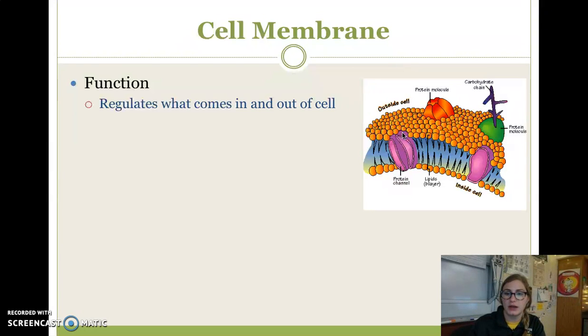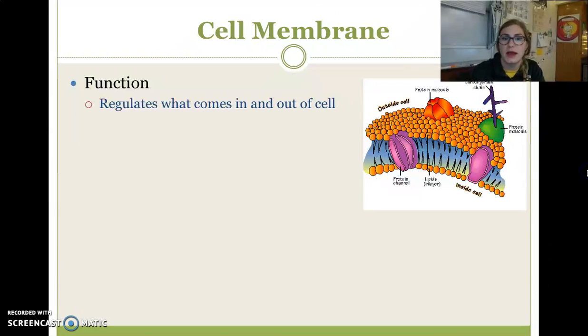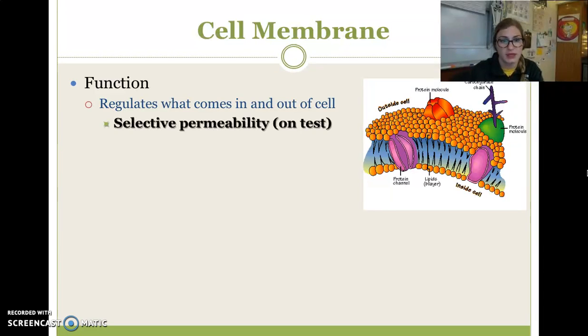So our function of the cell membrane is going to be to regulate what comes into and out of the cell. Tons and tons of regulation. We want to make sure that we are getting in the nutrients that we want and we are keeping the rest out. This is a concept called selective permeability. I am being selective, or I'm only selecting a few things to pass through the cell membrane.